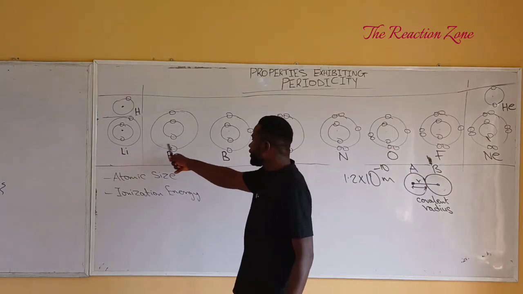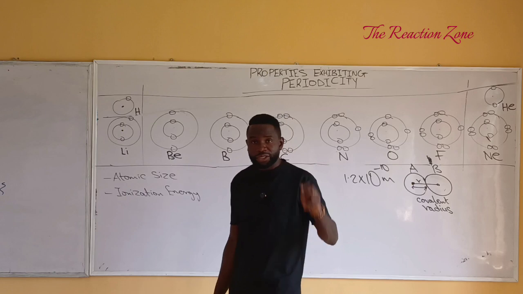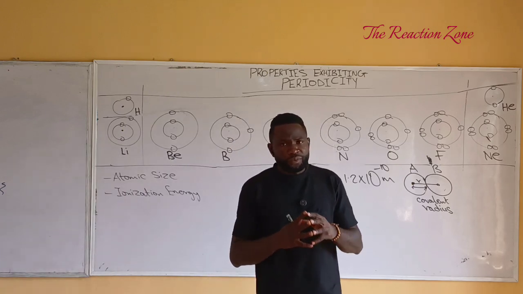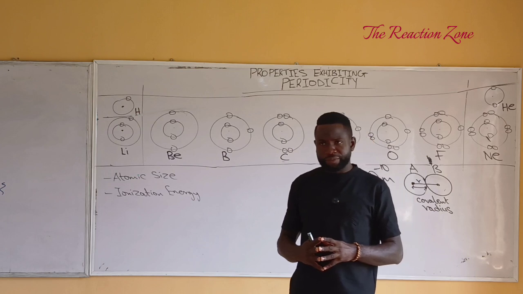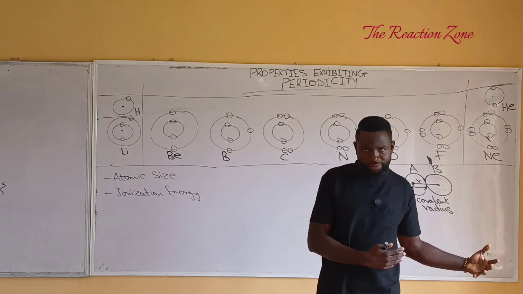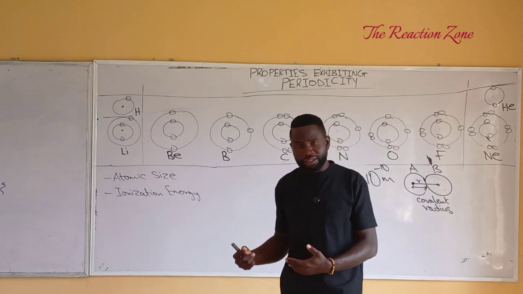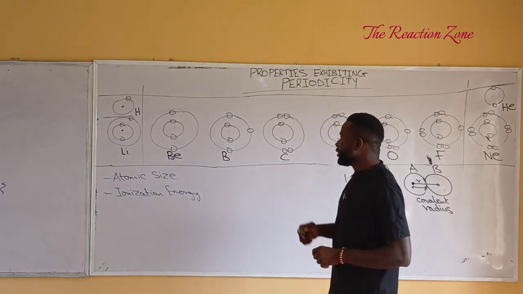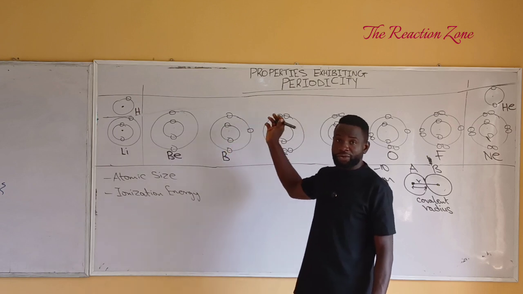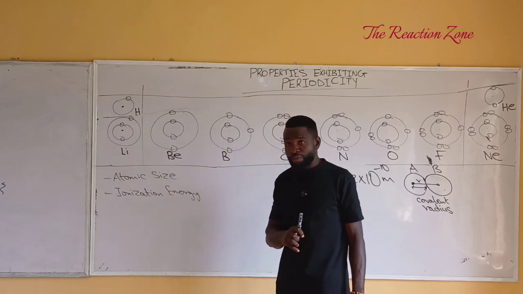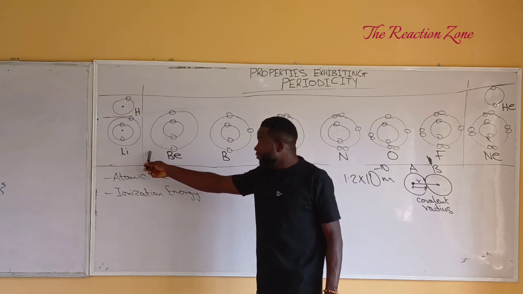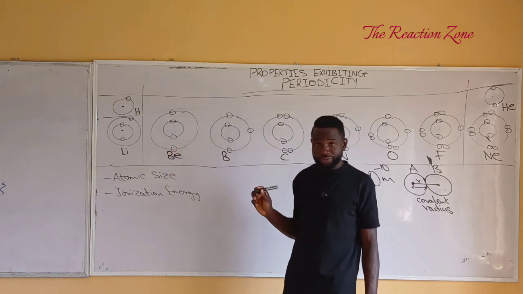the elements in this second period has 2 electron shells each. So, in a particular period, the electron shells are constant. The number of electron shells are constant. However, the nuclear charge increases from left to right across the period. Also, the effective nuclear charge also increases from left to right across the period.